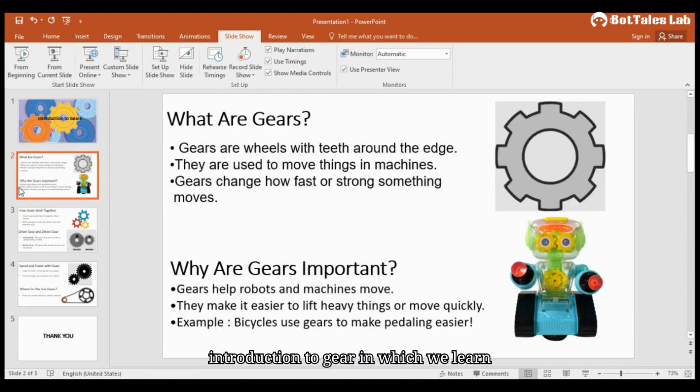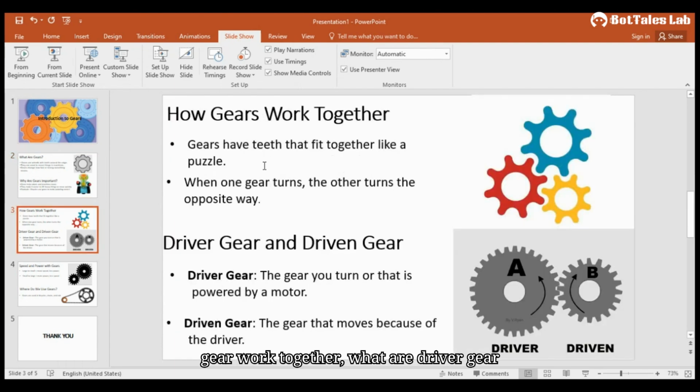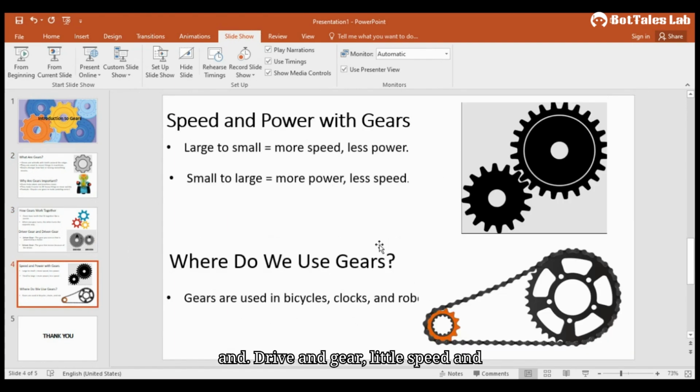Let's come to the summary of what we learned today. Today's topic was introduction to gears, in which we learned what gears are and why gears are important. Basically, gears are built with teeth around the edges. They are used to lift heavy things more easily. Usually, they are used in our day-to-day equipment like robots, cars, bicycles, and machines. We also saw how gears work together, what are driver and driven gears, speed and power with gears, and where we use gears.